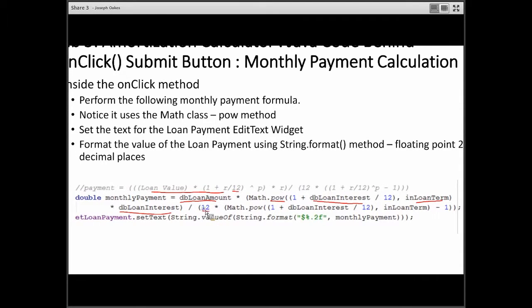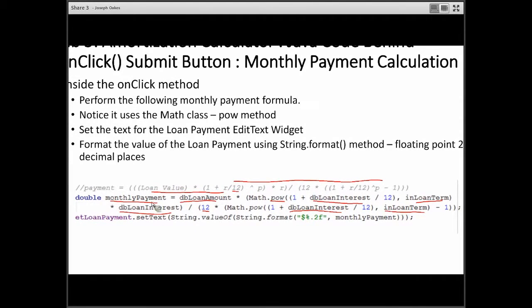brackets here. You take 12, multiply again math by the power of 1 plus the dB loan interest divided by 12, and then we've got the loan term minus 1. So it looks pretty long, and it kind of is, but this is really the formula that you want to follow, and this is the implementation of it. So that should give us the monthly payment if we do everything right. And really all we're doing is plugging in the loan amount, the interest, and the loan term, and you just got to kind of follow along with that formula.